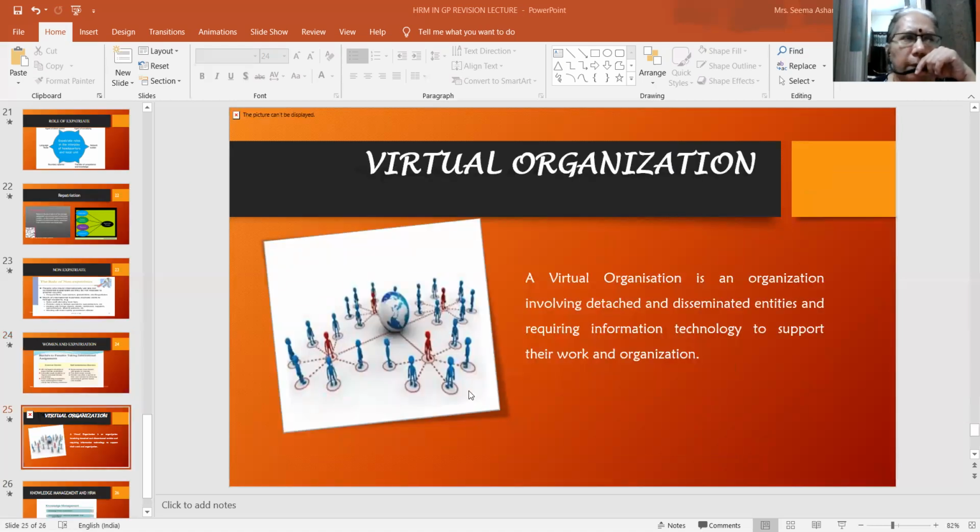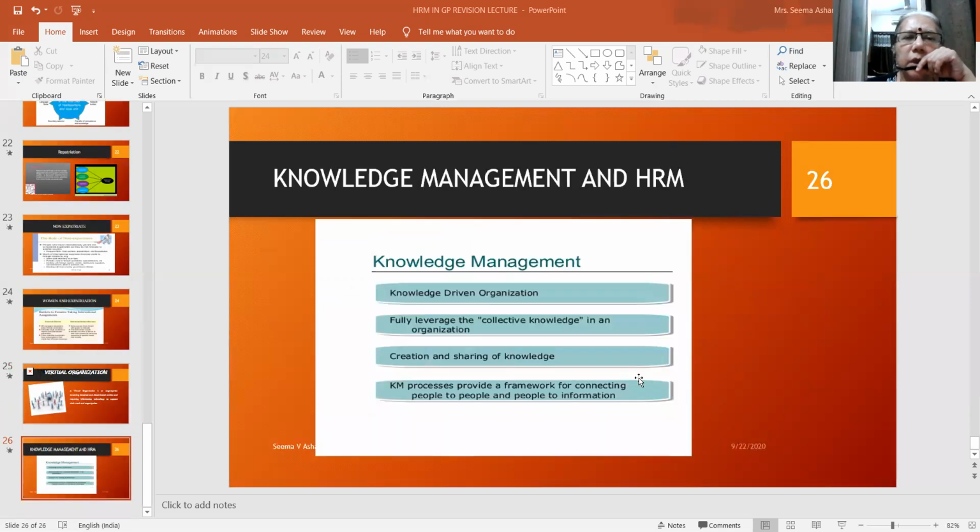The fourth unit talks about the virtual organization. Now, what is a virtual organization? In today's global modern world, business is done throughout the world. So, we have a virtual organization where people from different countries are connected with each other through the internet, and they work together as a team. So virtual organization is an organization involving detached and disseminated entities and requiring IT to support their work and organization.